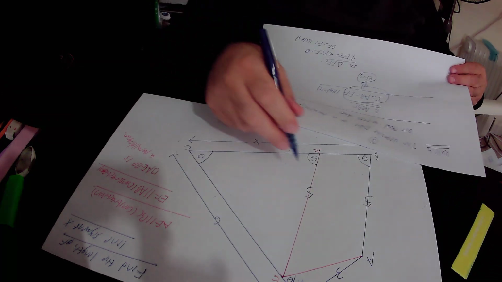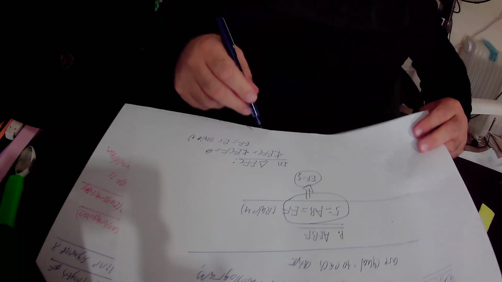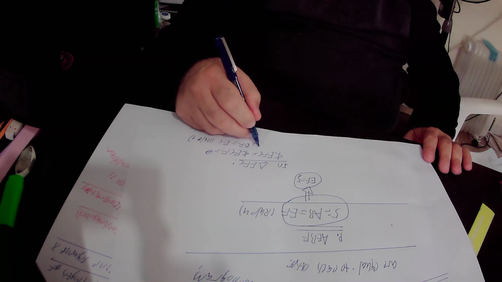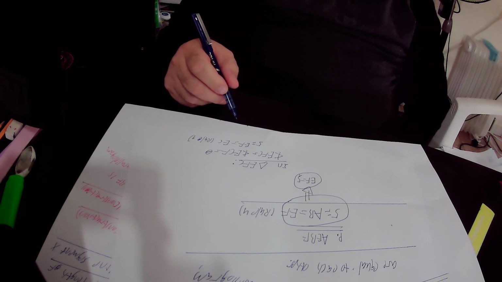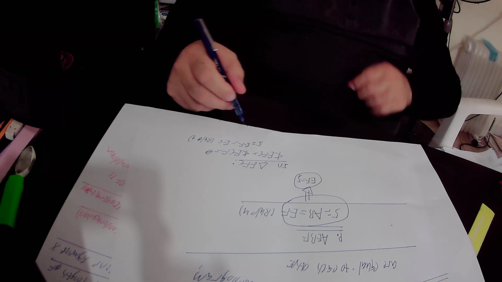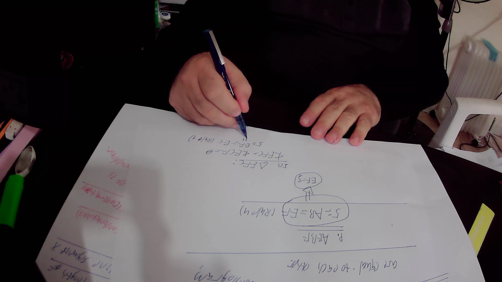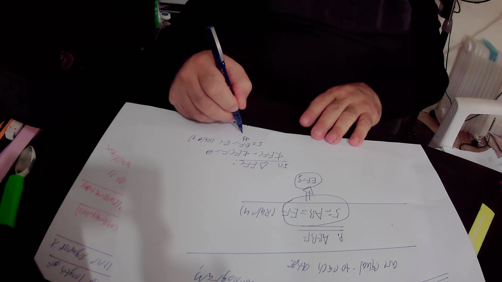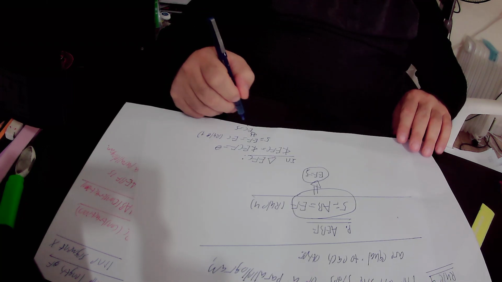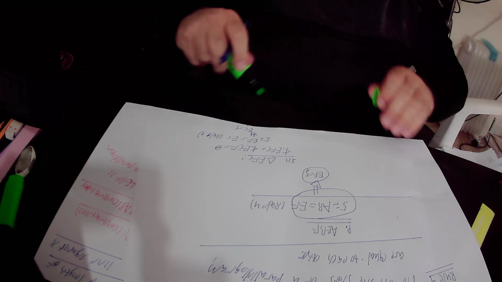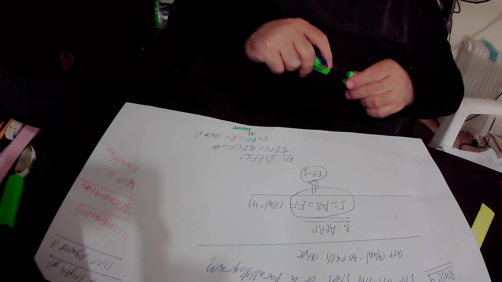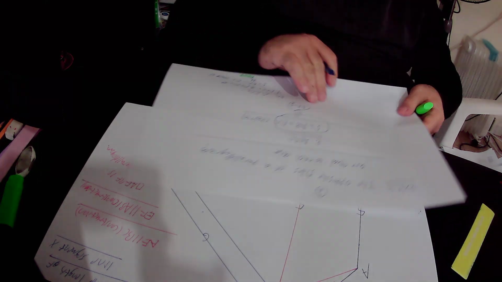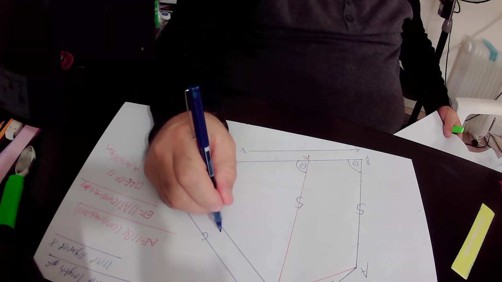But we know that EF equals 5. So from this equation 5 equals EF equals EC, we derive that EC is also equal to 5. EC is also equal to 5 units, so we can write here that EC equals 5 units.